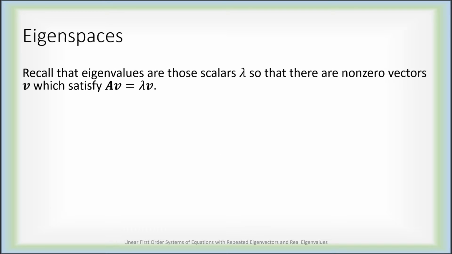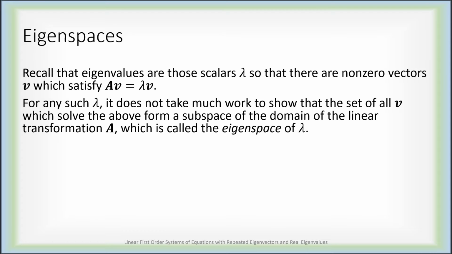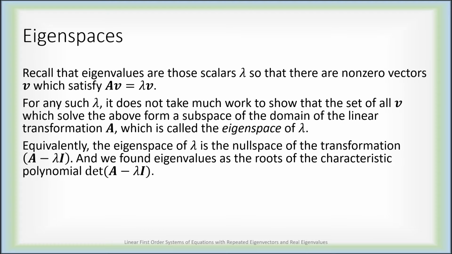So eigenvalues are those scalars lambda so that there are non-zero vectors v which satisfy Av equals lambda v. For any such lambda, it doesn't take a whole lot of work to show that the set of all vectors which solve the above form a subspace of the domain of the linear transformation A. And this subspace is called the eigenspace of lambda. Equivalently, the eigenspace is the null space of the transformation A minus lambda I, or lambda I minus A, whichever. And we found eigenvalues as the roots of the characteristic polynomial, the determinant of A minus lambda I, or the determinant of lambda I minus A.